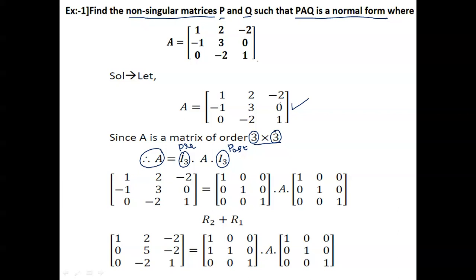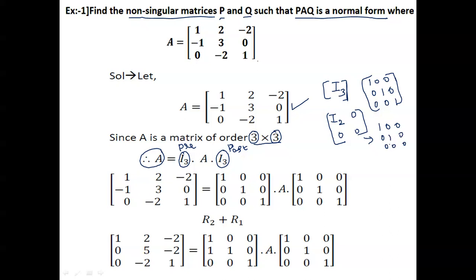Applying elementary row and column operations, this 3 by 3 matrix is reduced into one of the possible normal forms. I3, which means 1 0 0, 0 1 0, 0 0 1. Or the second normal form is I2 0 0 0, that means 1 0 0, 0 1 0, 0 0 0.